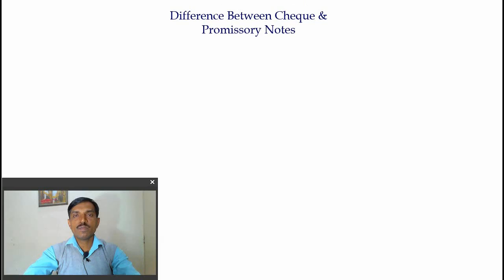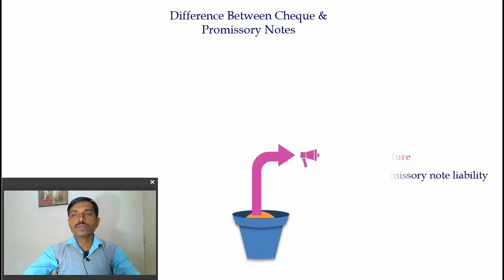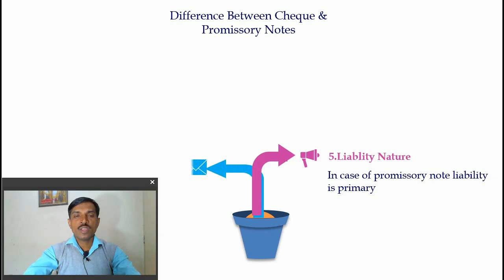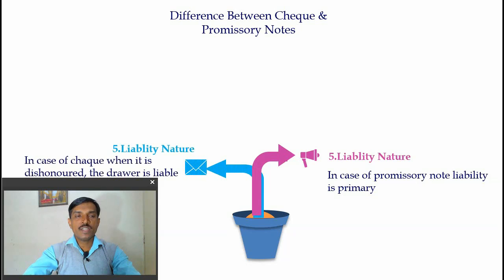The next point is the difference between the check and the promissory note. About the nature of liability, in the case of a promissory note, liability is the primary thing. In the case of a check, when it is dishonored, the drawer is liable. So the drawer who makes the check is the liable person, and in the case of the promissory note, liability is only primary.